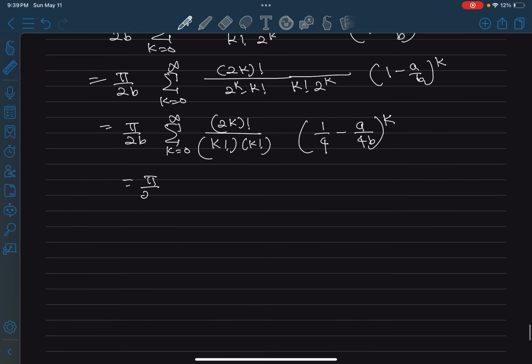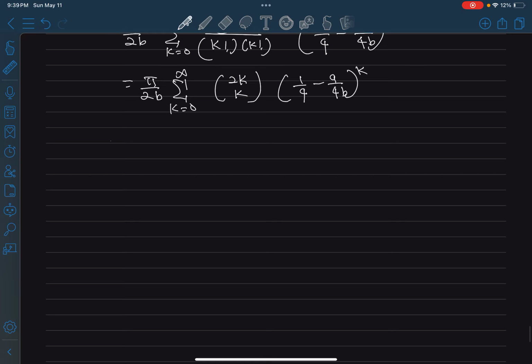Now I have pi over 2b, sum from k equals 0 to infinity, of 2k choose k, and then 1 over 4 minus a by 4b to the power k. Now it can be proven using binomial expansion, or I have also proved in one of my videos that this function has a really good binomial expansion, which is just the central binomial coefficient times x to the power k. Notice that x has to have modulus less than 1 in this case, and we just assume that.